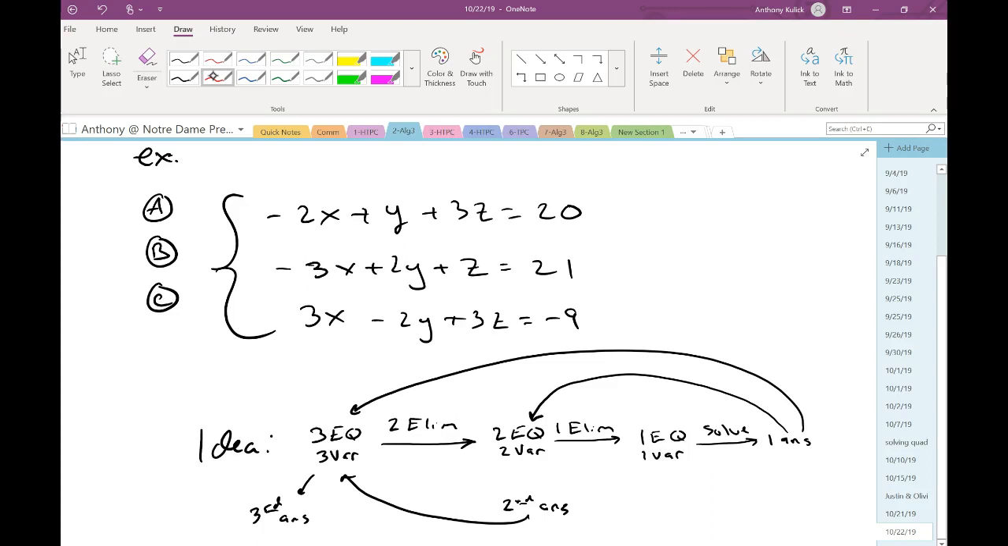So the first thing that I'm going to do is pick an equation that's going to act as my eliminator equation in this first two-elimination phase. My ideal eliminator equation is going to be an equation where I have a variable that has a leading coefficient of 1.